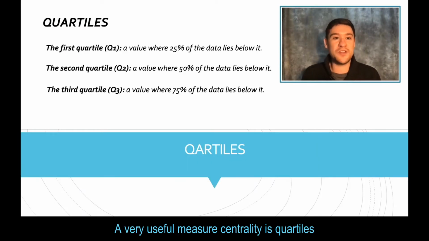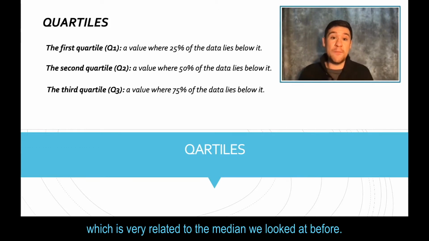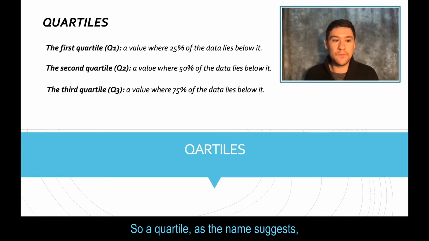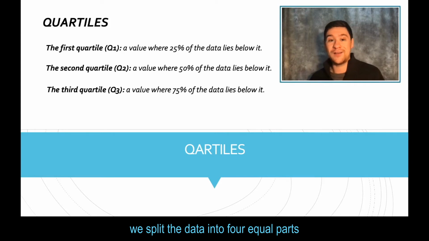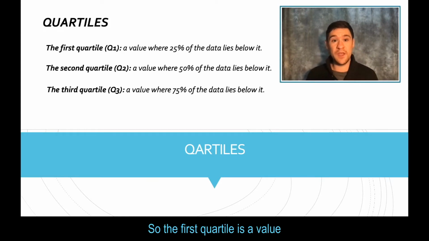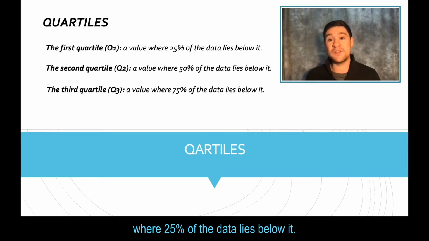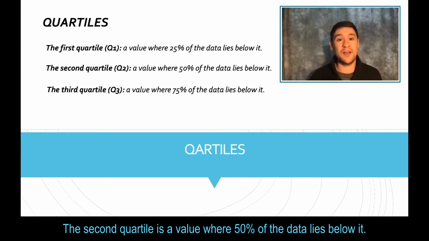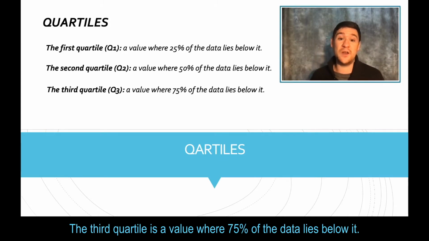A very useful measure is quartiles, which is very related to the median we looked at before. So a quartile, as the name suggests, we split the data into 4 equal parts, and we want to look at where the boundaries are. So the first quartile is a value where 25% of the data lies below it. The second quartile is a value where 50% of the data lies below it. And the third quartile is a value where 75% of the data lies below it.